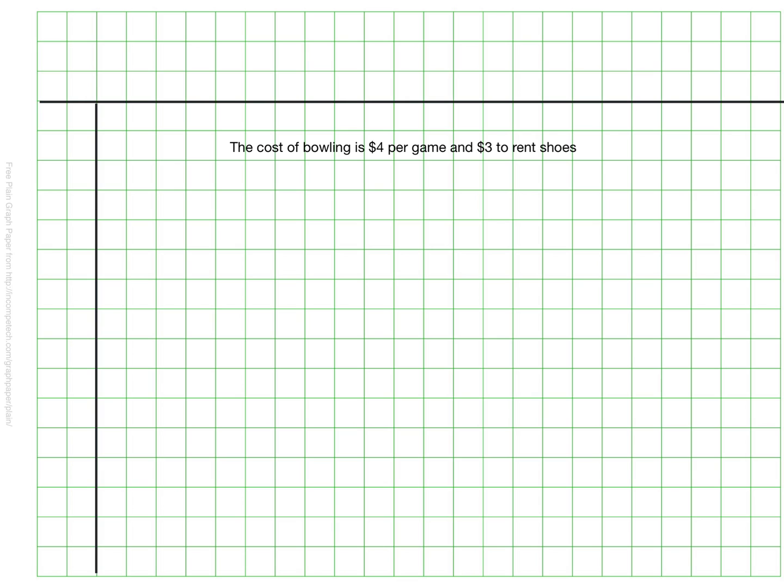Let's look at another situation, this time talking about bowling. So the cost of bowling is $4 per game, and then $3 to rent shoes. So the first thing I'm going to do is turn this into an expression. So I'm going to use G for game. And I know it's $4 per game. And we can write that this way, right? This means 4 times the number of games we want to play. And I know it's $3 more to rent shoes. So this is an expression that matches this situation.